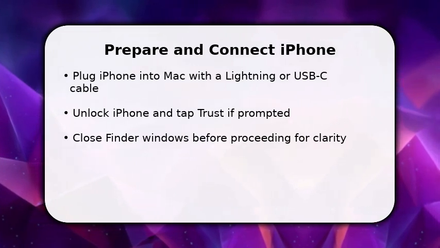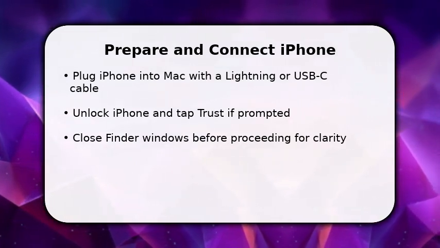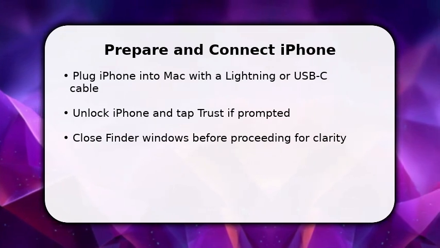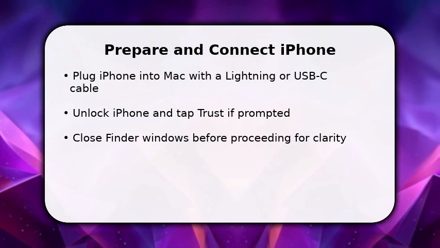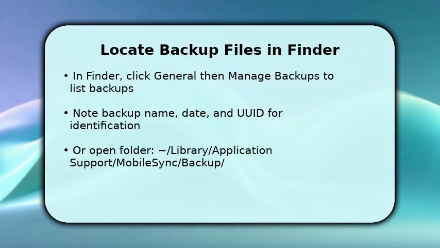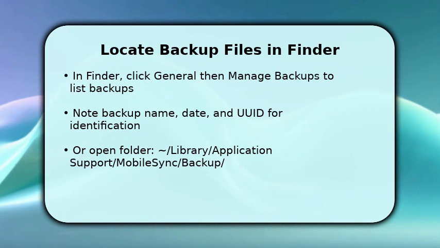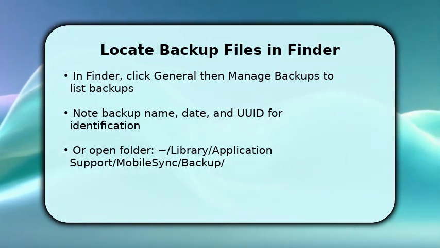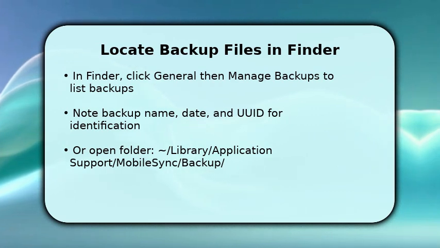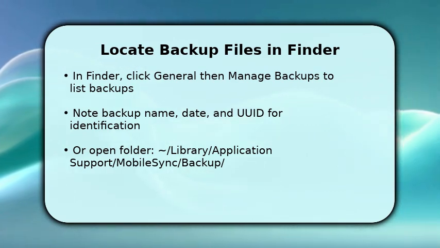This step is necessary because Finder is the only integrated tool that lists and links to local backups on modern macOS. With the device selected, choose General and then Manage Backups to see the stored backups and their dates. You can right-click a backup to show in Finder. Once shown, Finder will open the backup folder where each backup is a UUID-named folder.